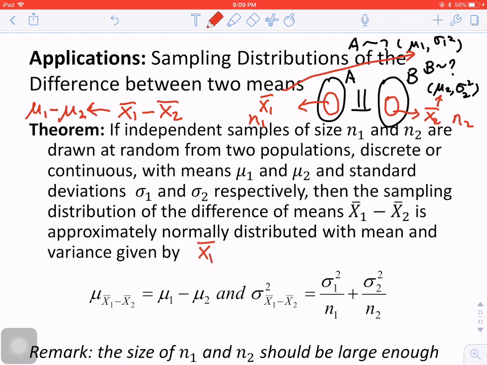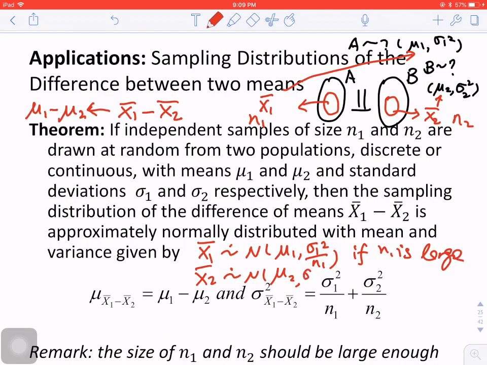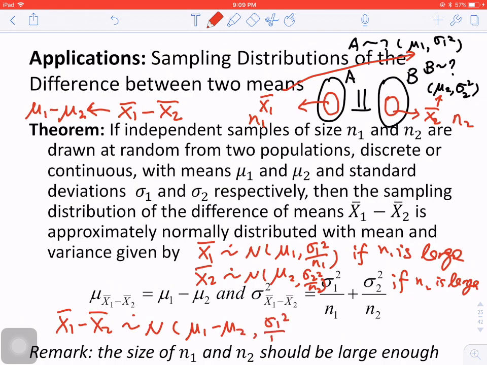x1 bar approximately follows a normal distribution with mean mu1 and variance sigma 1 squared divided by n1, if n1 is large, according to the CLT. And so does x2 bar, if n2 is large as well. Then x1 bar minus x2 bar should follow a normal distribution with mean mu1 minus mu2 and variance sigma 1 squared over n1 plus sigma 2 squared over n2. Okay, you prove this by yourself.